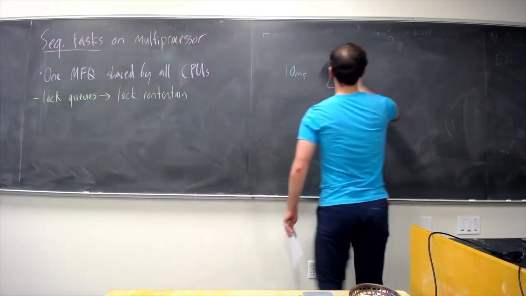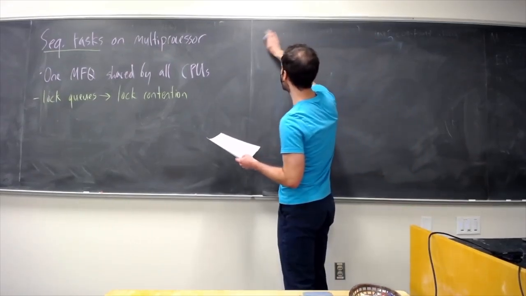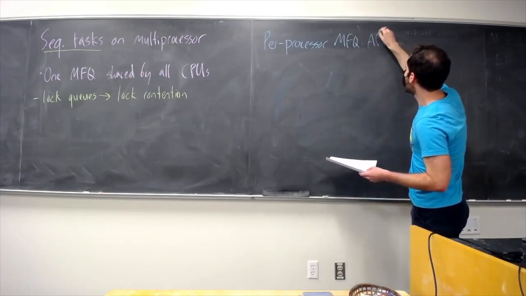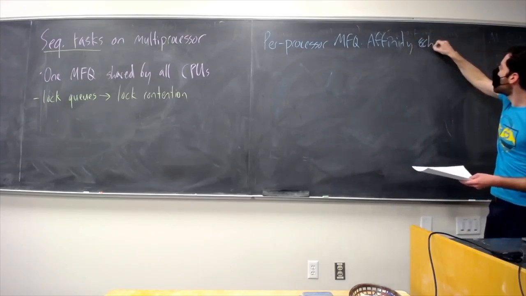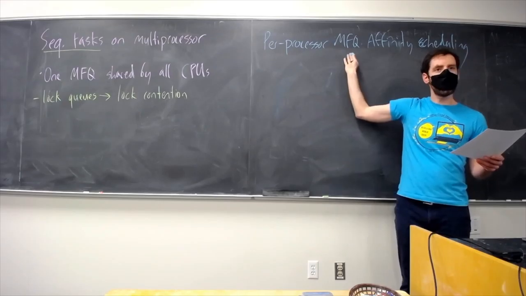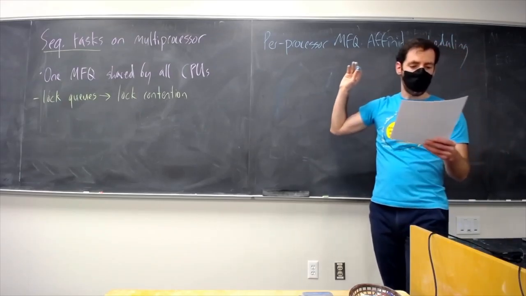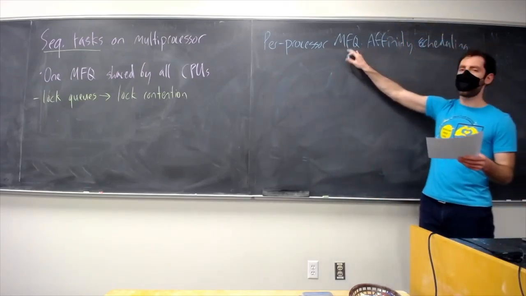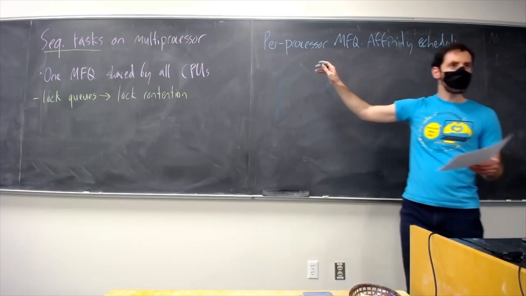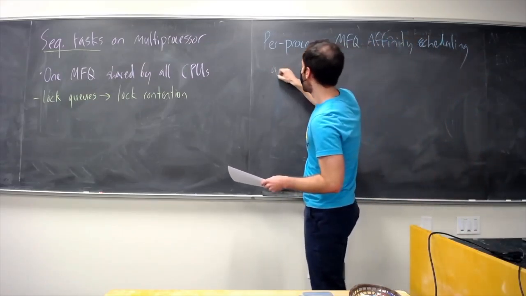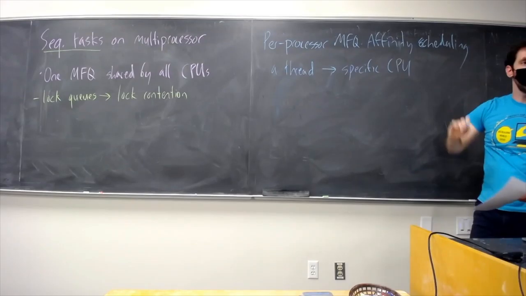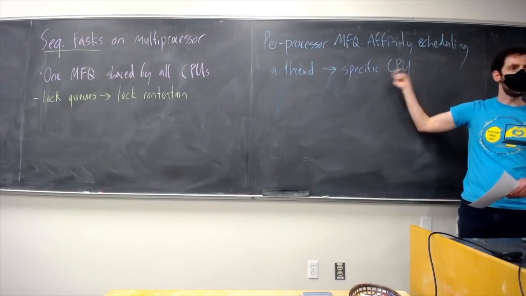And I'll just skip ahead of our problems here to say that there is a technique called affinity scheduling, which says each processor is going to have its own multi-level feedback queue, and that threads that have been run on a particular processor will be rescheduled on that same processor. So affinity here refers to the idea that a given thread will have some affinity for a particular CPU, that it will want to be run on that CPU.